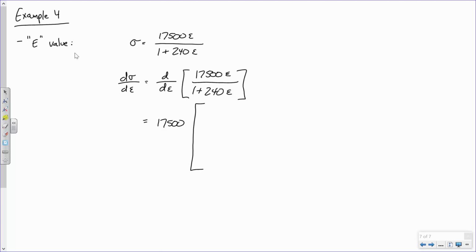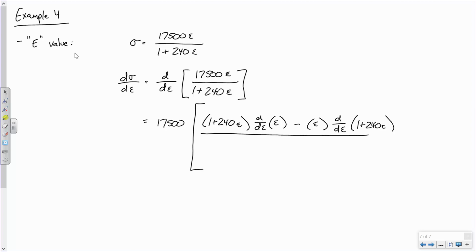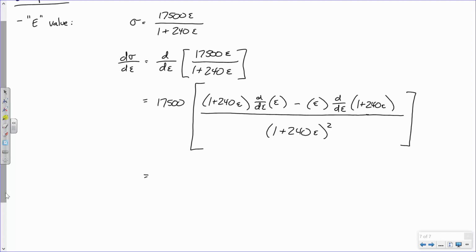So how do we do this? We take the bottom times the derivative of the top, which in this case is just epsilon, right? Minus the top times the derivative of the bottom, over the bottom squared. Is that about right? I thought we were good, we did this in Calc 1. We don't need to do it again. Don't worry, it's not that bad.